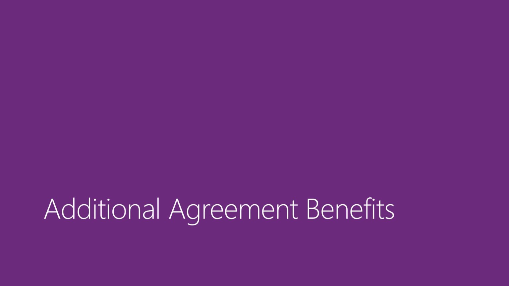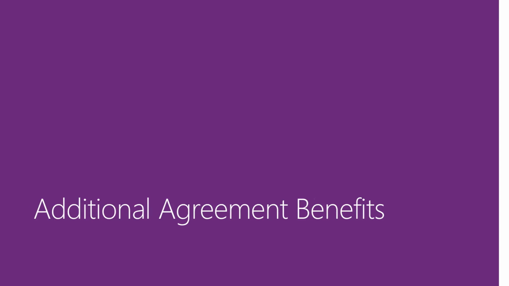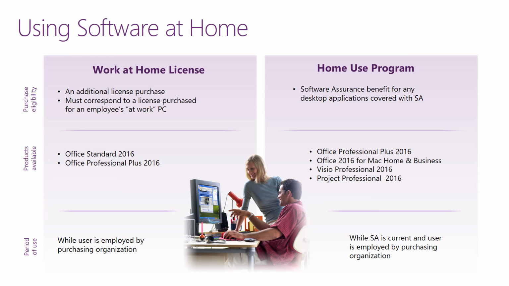Let's now turn our attention to some additional agreement benefits that enterprise agreement customers have access to. The first topic I want to talk about are the options for users to use software at home. This mainly relates to Office software, and you can imagine that if a user is using the latest version of Office at work, then it would be good if he was allowed to use the same version of the software at home too. In fact, there are two options for customers to make this possible for their users.